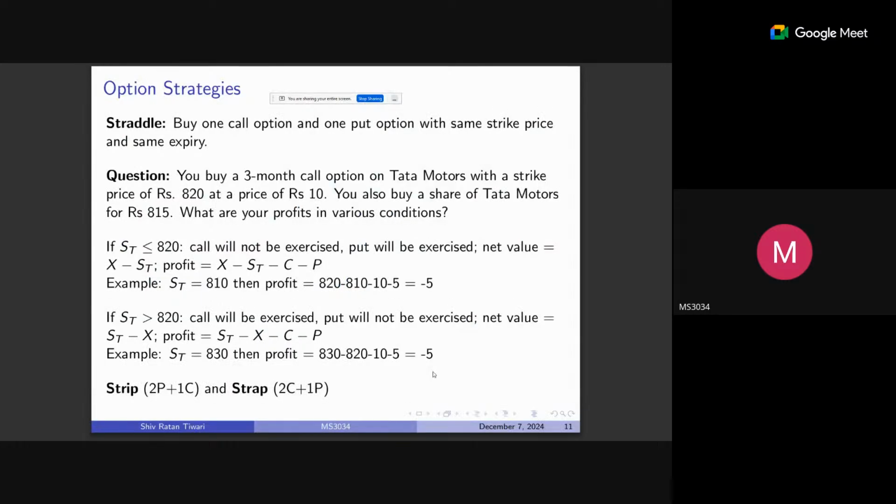Two other strategies involve only options. One is the strip, which involves buying two put options and one call option with the same strike price and expiry. And another is the strap, which involves purchasing two call options and one put option with the same strike price and same expiry.